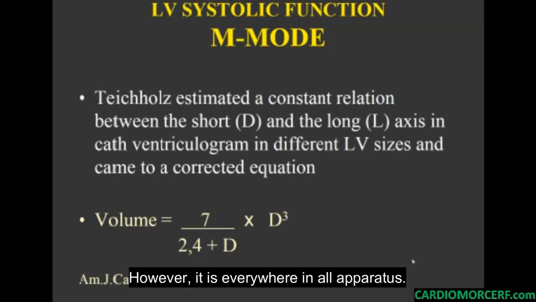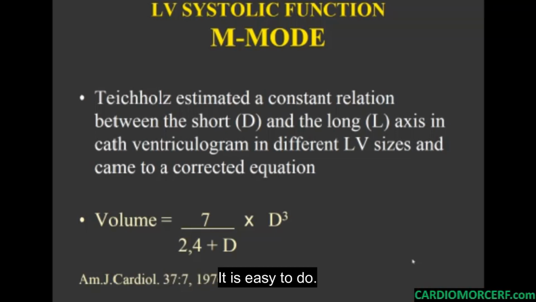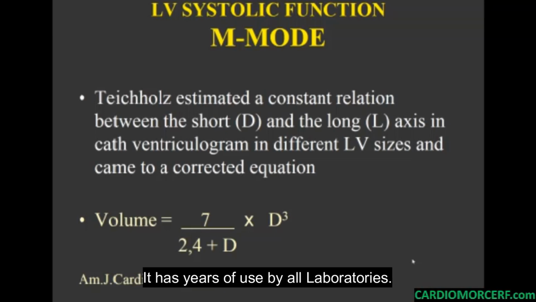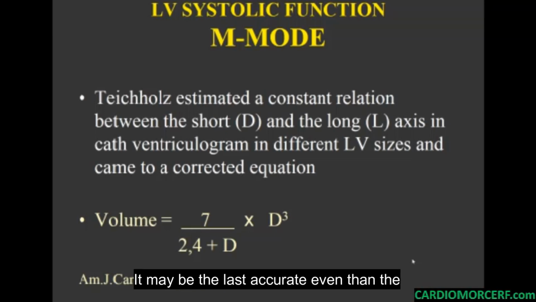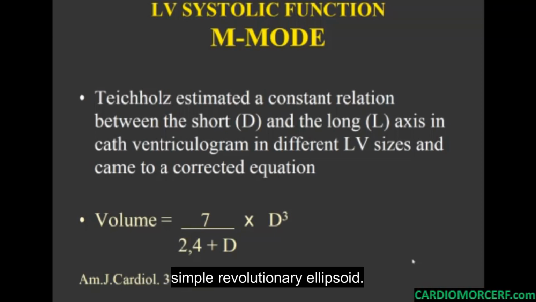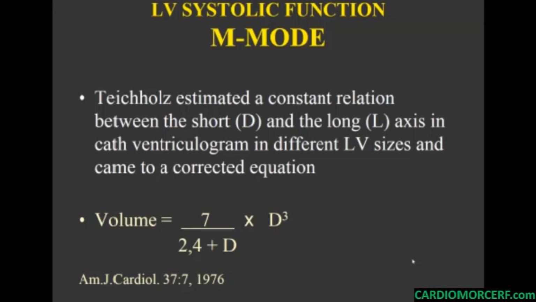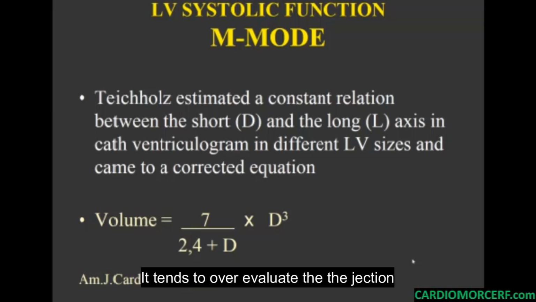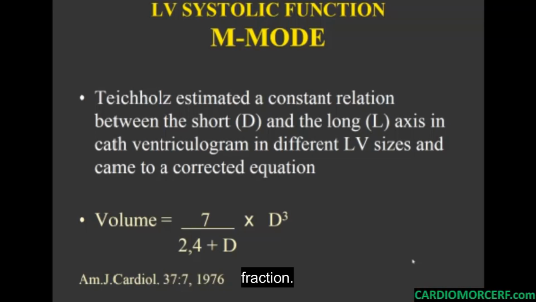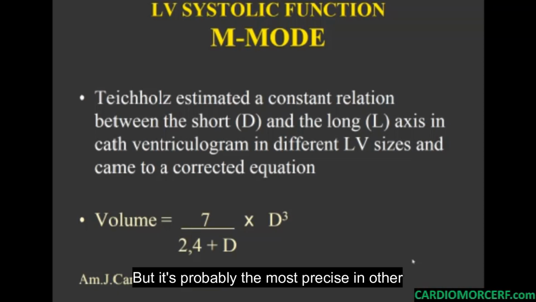However, it is everywhere, in all apparatus. It is easy to do. It has years of use by all laboratories. It may be even less accurate than the simple revolution ellipsoid. It tends to overestimate the ejection fraction, but is probably the most precise.